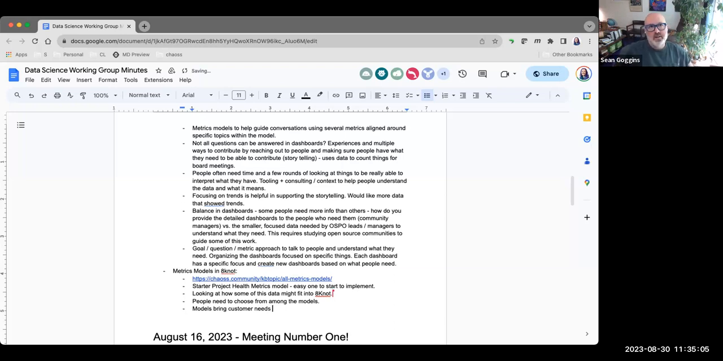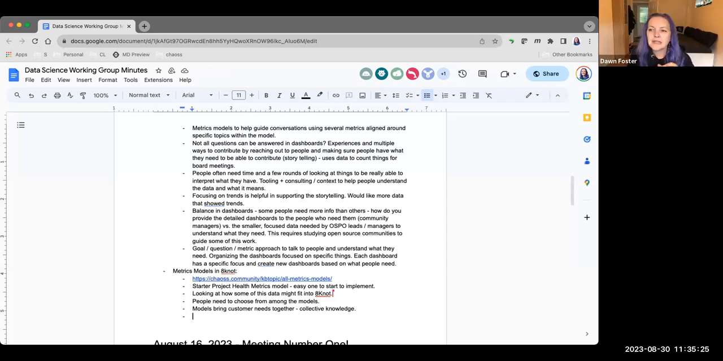I would characterize the metrics model as a piece of collective knowledge that has evolved in the CHAOSS community. Then when it's implemented in a tool, it becomes an easily accessible perspective. Giving people ways to browse that and make sure they understand what they're looking at is another challenge anytime you present data.